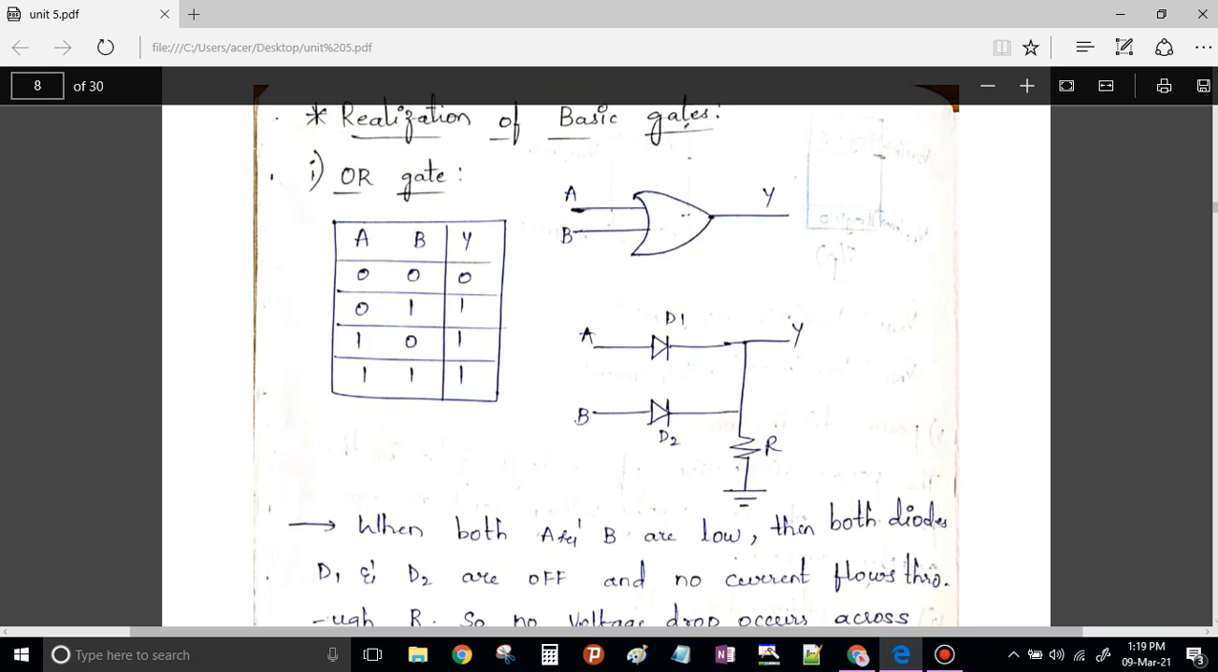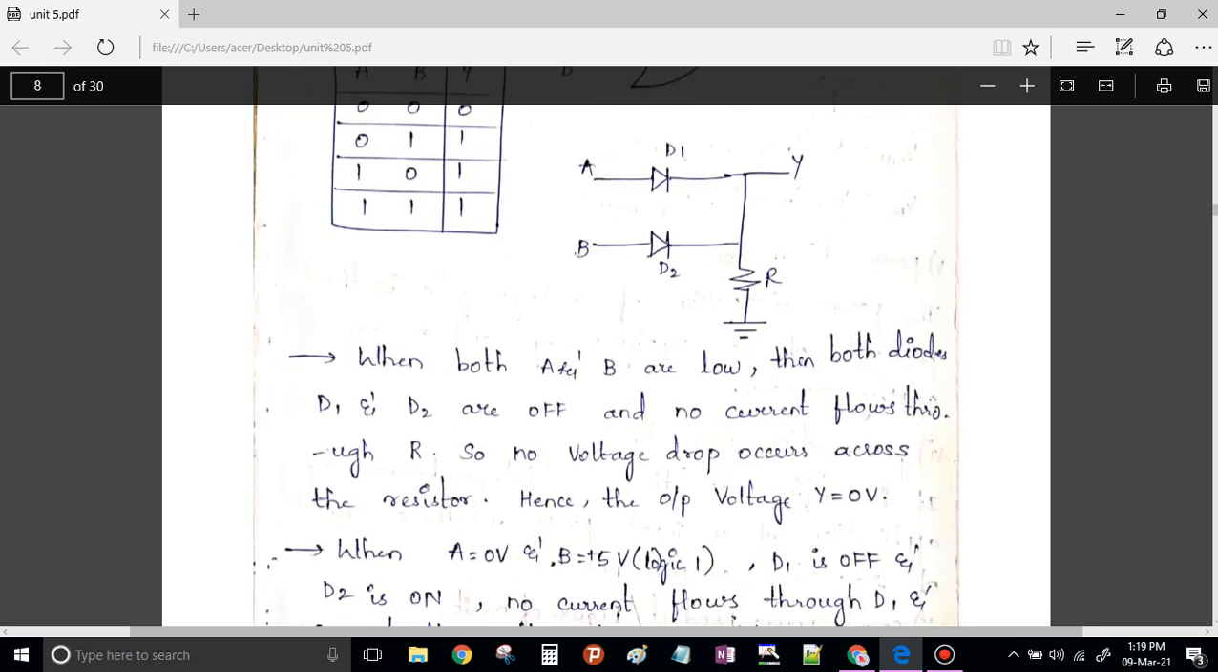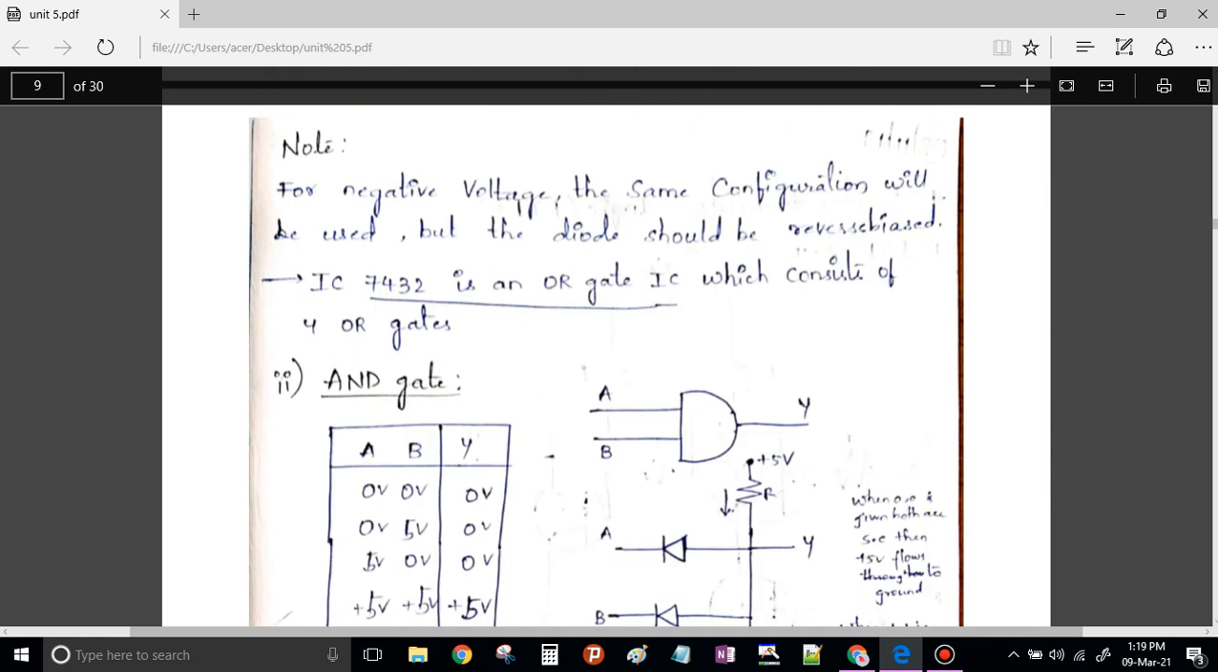When both the inputs are high, both the diodes will be in forward bias, the maximum current flows through your device, and the output will be 1. This is how the OR gate functionality works with this combination of two diodes and the resistor connected to the ground. Let us start with the next one, one more basic gate, the AND gate.